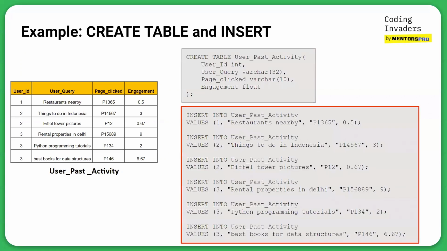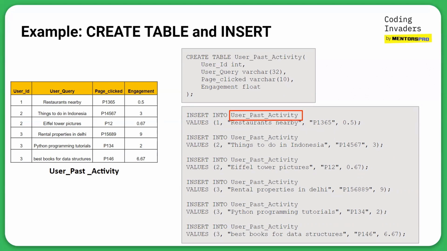After the create command, we need to insert the values inside the table. Hence we use the insert command. We have 6 rows in our table and we have to write 6 rows of insert command. Let's look into one row. As you have already seen, the insert command starts with the insert into statement. And after that, we have the table name, that is user past activity in our case. And then we have the keyword values. And in the brackets, we write each column value.